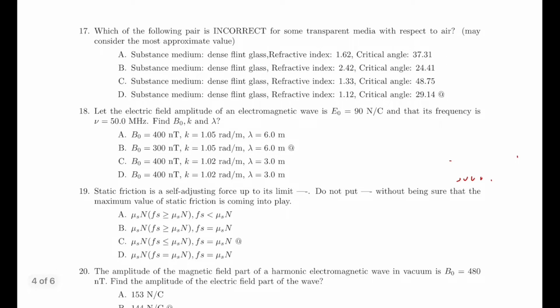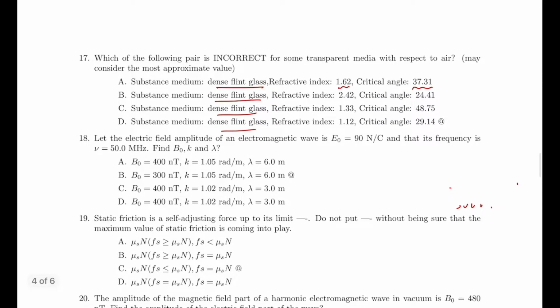17th problem says which of the following pair is incorrect for some transparent media with respect to air. So as you can see, the medium is same for all the options. The refractive index and the critical angle is different. So we know that sine of critical angle is equal to 1 by the refractive index of the material, or by dividing with sine theta c and multiplying by n, you will get n equals 1 by sine theta c.